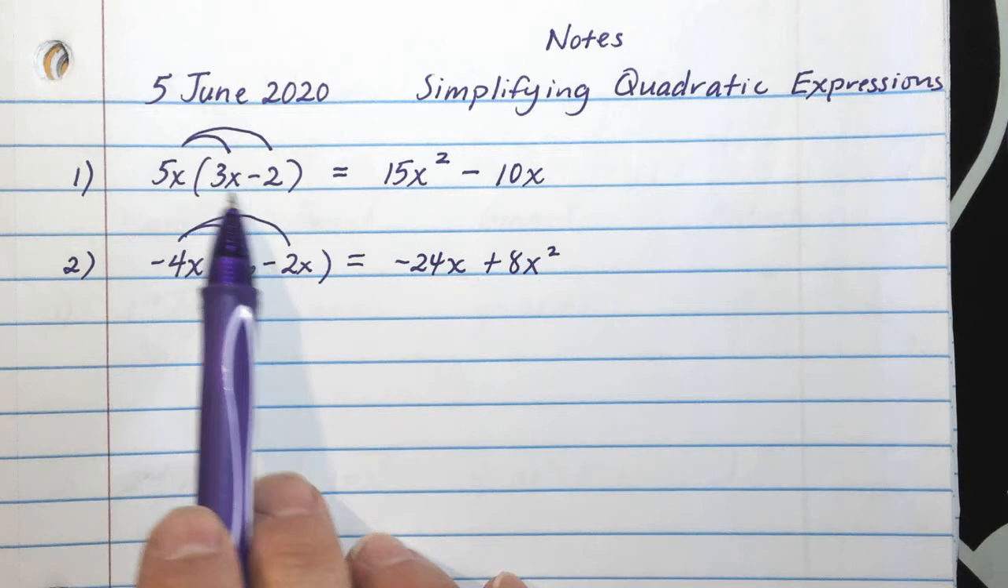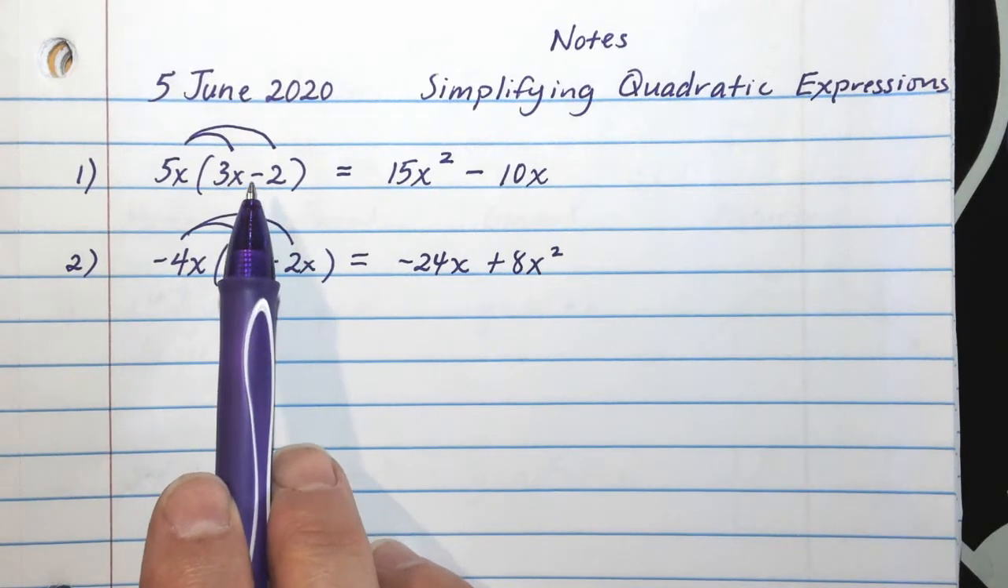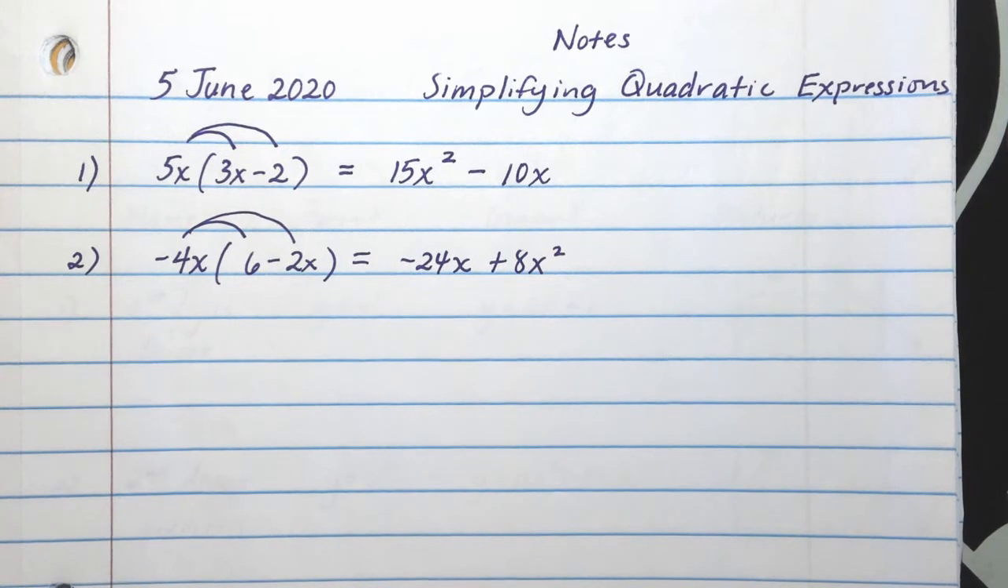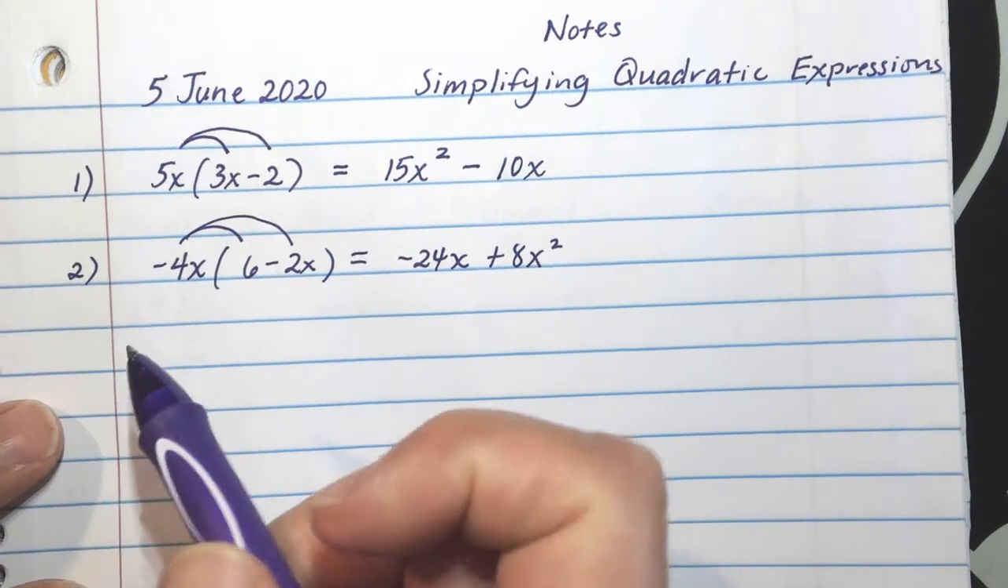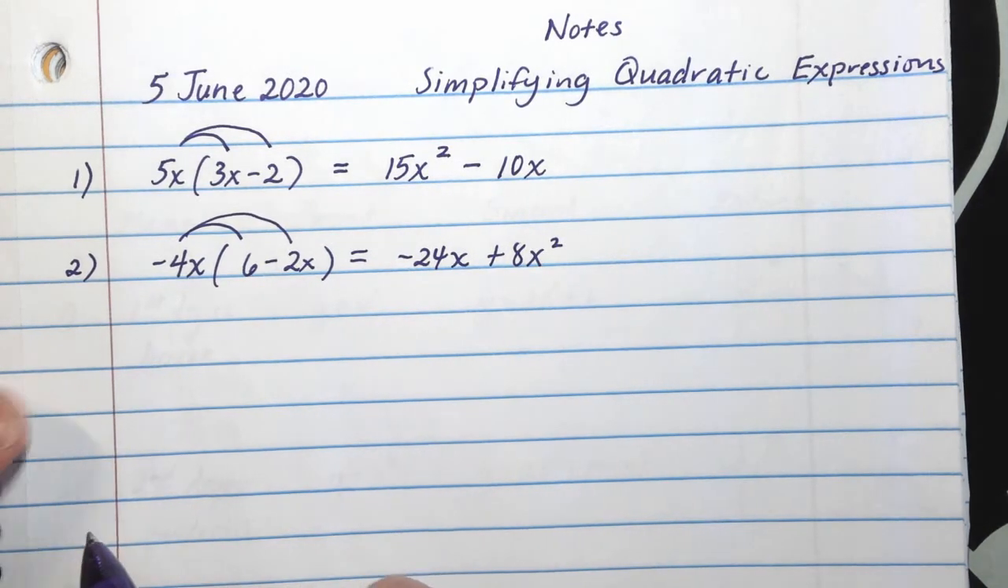This is called a binomial. Why is it called a binomial? Because there's 2 terms separated by a plus or a minus sign. But you don't really need to know that much vocabulary to do this. Okay? Anyways, what's next?